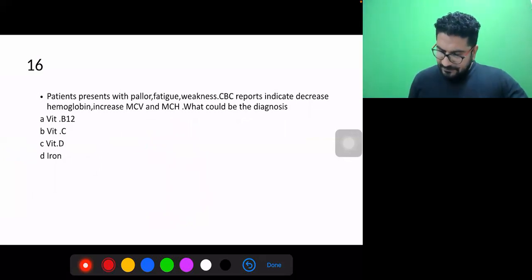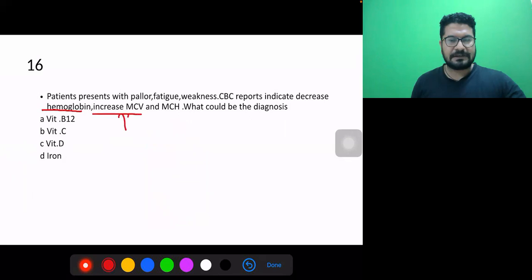Pallor, fatigue, weakness, CBC report, decreased hemoglobin. Now the question is changed. Increased MCV. Increased MCV means it is megaloblastic. Megaloblastic means remember B12, B9. So B12 is given in the option. So the answer will be B12 deficiency. Clear?